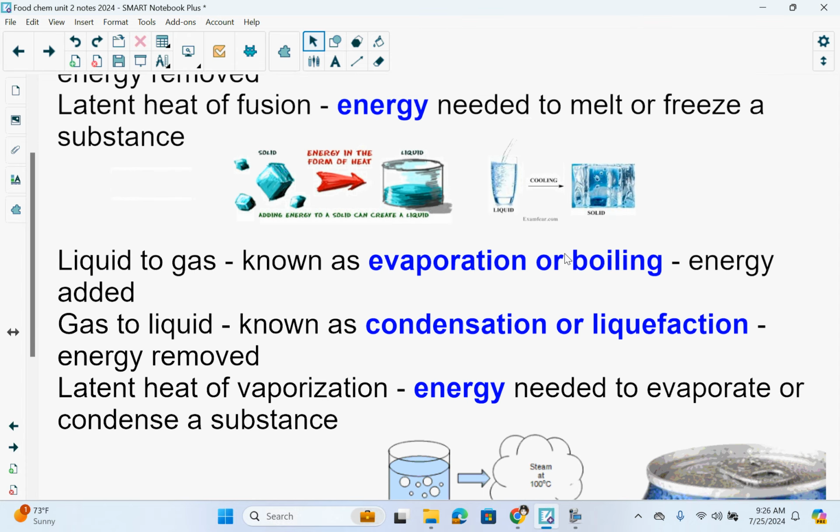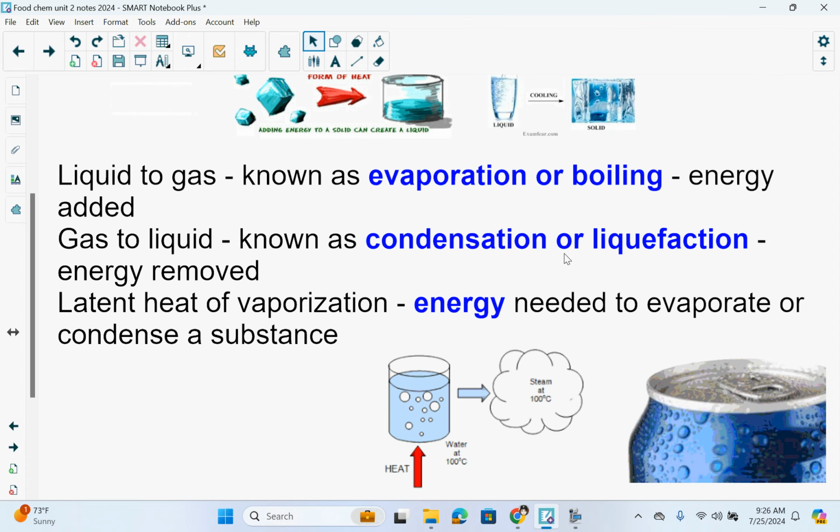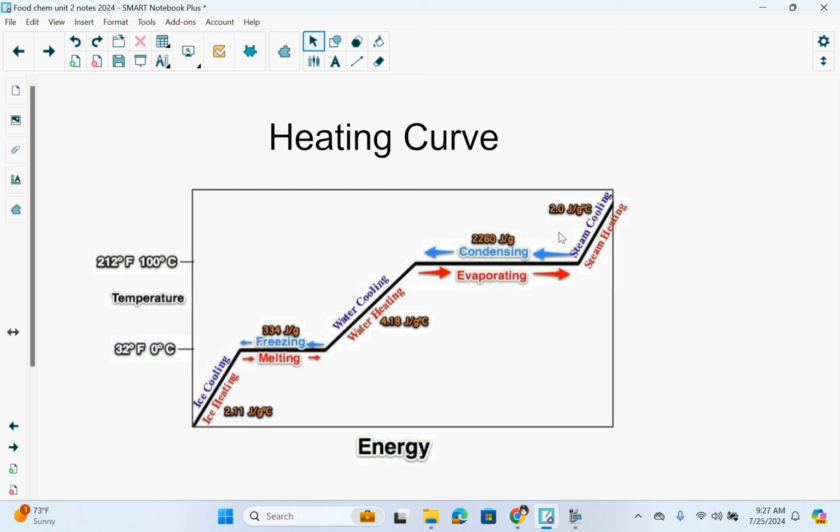Now, liquid to gas, this is known as evaporation or boiling. Energy is added. Gas to liquid, known as condensation or liquefaction, energy is removed. The latent heat of vaporization is the energy needed to evaporate or condense a substance. So this is occurring right here. So here's condensing, here's evaporating. These arrows are telling you the same thing down here if energy is going in or out.